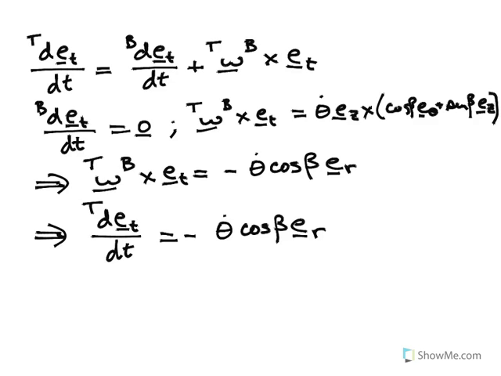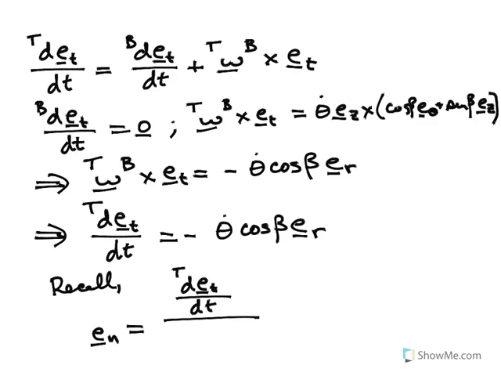We can now relate this to the principal unit normal. Recall that the principal unit normal is equal to the rate of change of the tangent vector as viewed by an observer fixed to the track divided by its magnitude.